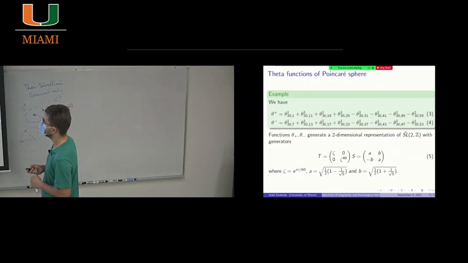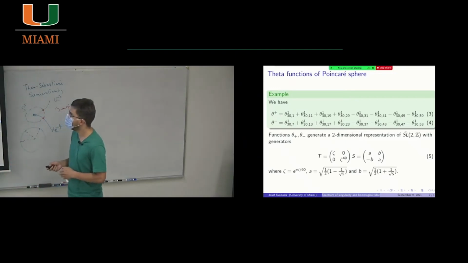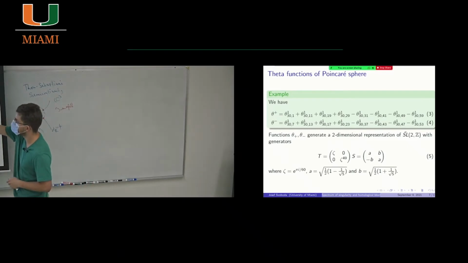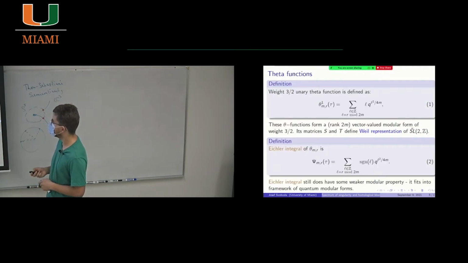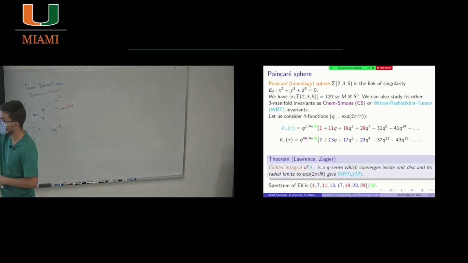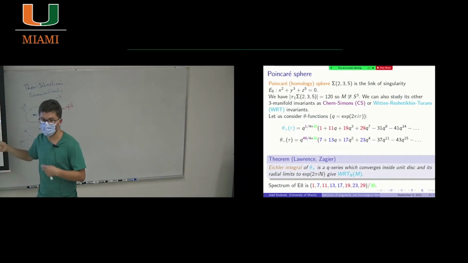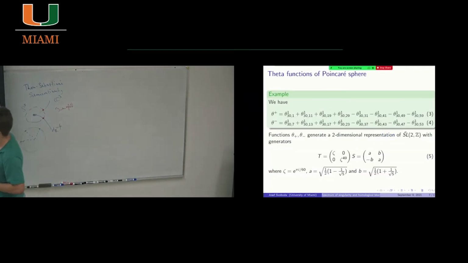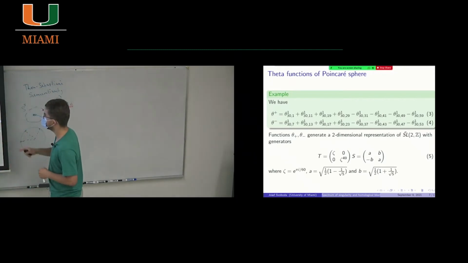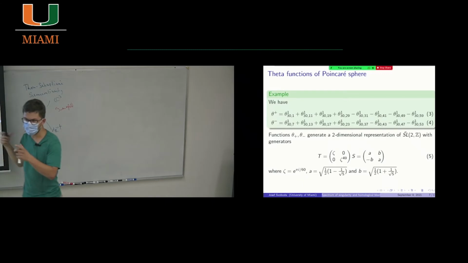Okay, so once again, Poincare sphere. We have this example, theta plus and theta minus, which was here. Now I will give you the full expression. They are written as linear combinations of these unary theta functions. So it goes like this: you have 1, 11, 19, 29, and then these negative terms, and here you have 7, 13, 17, 23. You can notice that this number is always 60 minus this thing. This one is 60 minus 11, 60 minus 41. So there is kind of a symmetry in this.